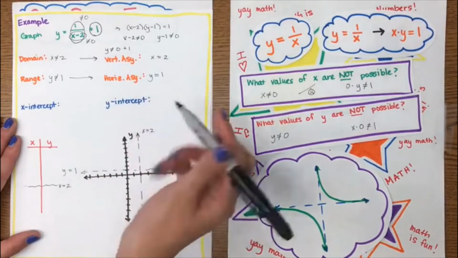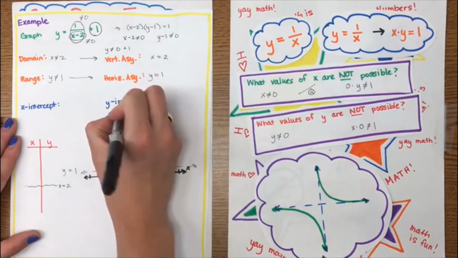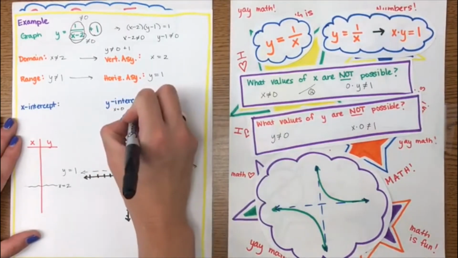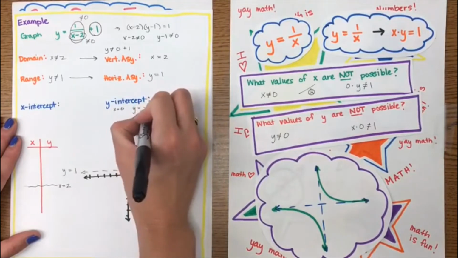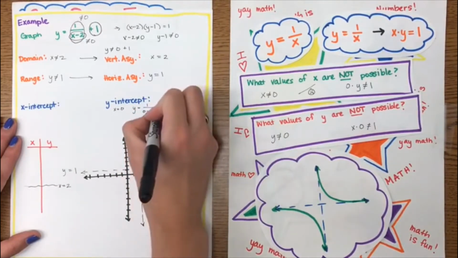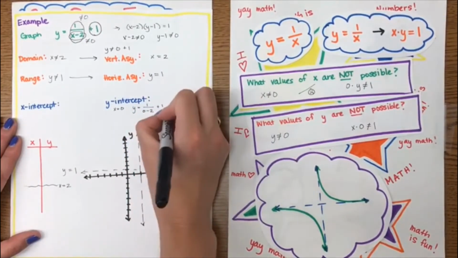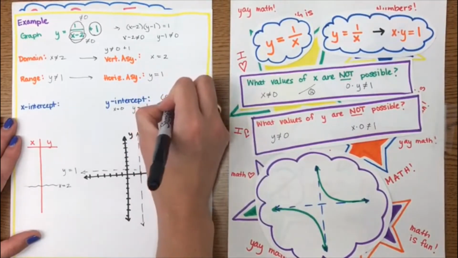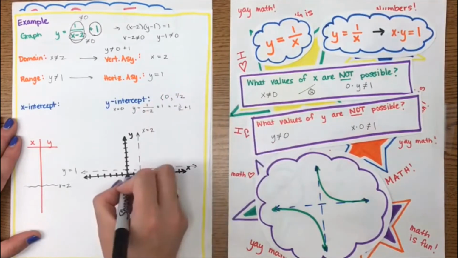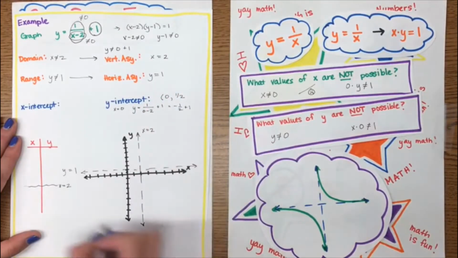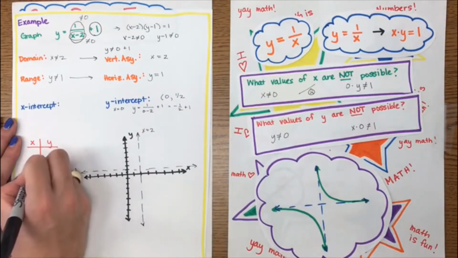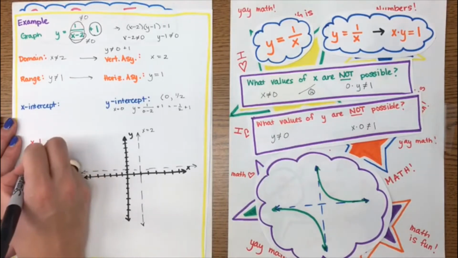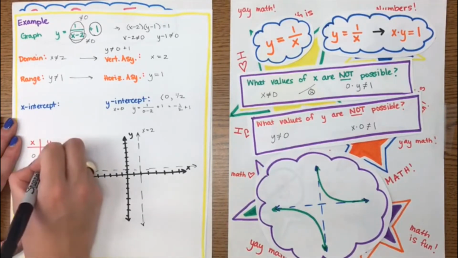I'll start with my y-intercept. Y-intercepts occur when x is equal to 0. So that's y is equal to 1 over 0 minus 2 plus 1. That's negative 1/2 plus 1, or my y-intercept is at 0, 1/2. So that's right there. And I can put this into my table, 0, 1/2.